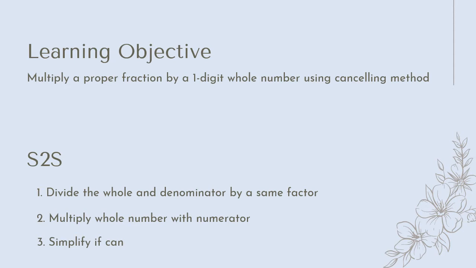Our S to S for today has an additional one step to our current topic. The first one is we need to divide the whole and the denominator by a same factor. Step 2, multiply the whole number with the numerator. Step 3, simplify the answer if you can.